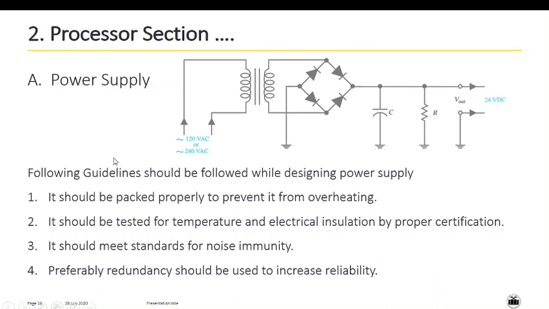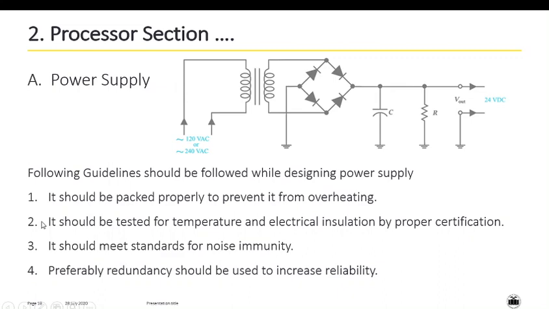Just for that purpose, what guidelines should we follow while designing the power supply? First, it should be packed properly to prevent it from overheating. If the power supply gets heated, it will affect the performance of the CPU, and it will affect the production. So it should prevent the power supply from overheating.